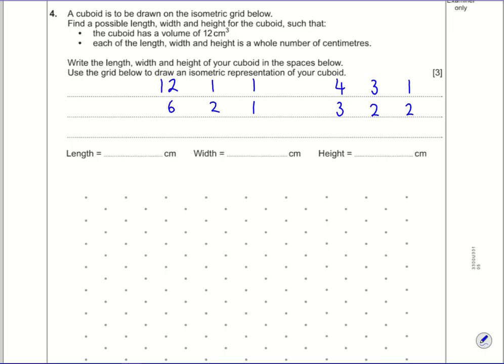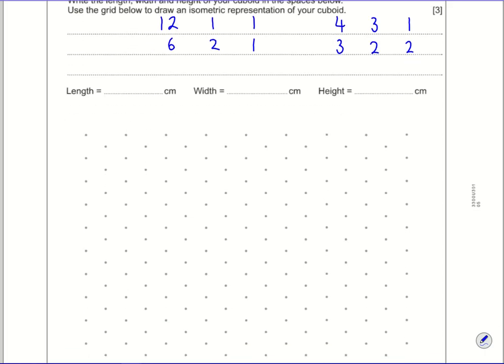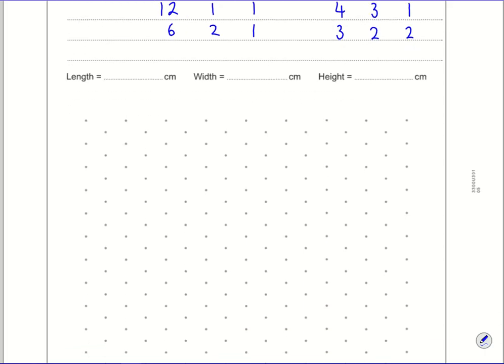But then you have to draw it on the isometric paper. So I'm going to go with the 3 by 2 by 2 because it's the smallest one, so I think I'll be able to fit it onto the isometric paper. Now be careful with isometric paper. You have verticals, you have diagonals, you don't have any horizontal. So be careful how you join your spots up here.